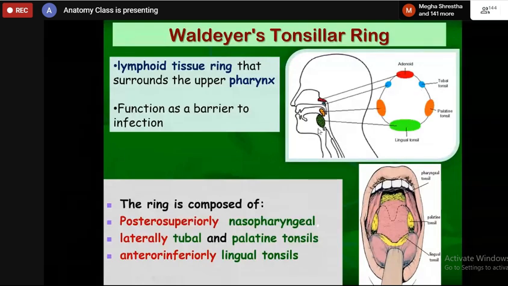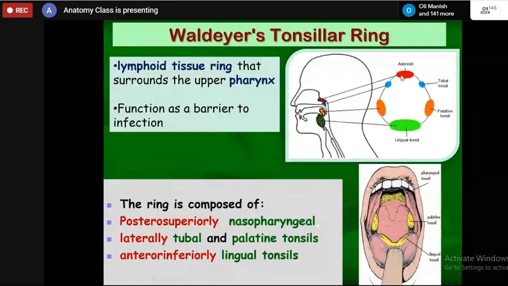And this is the lingual tonsil present in the tongue. This will also be one. So this will form a ring of lymphoid tissue present around the upper part of the pharynx, and this will act as a barrier to infection. This is known as the tonsillar ring.